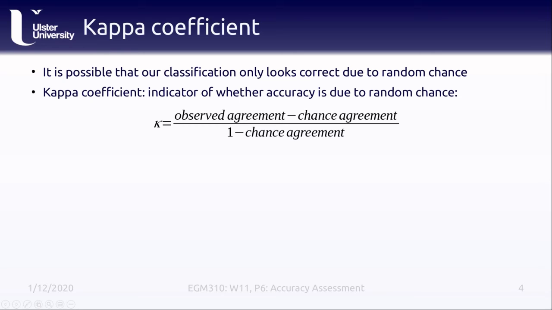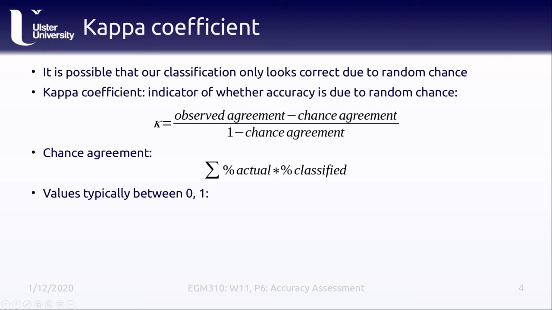And of course, we can calculate the probability of chance agreement as just the sum for each class of the percentage of our sample pixels that belong to that class times the percentage of our sample pixels that are classified as that class. We'll work out an actual example on the next slide, so don't worry too much about this just yet.